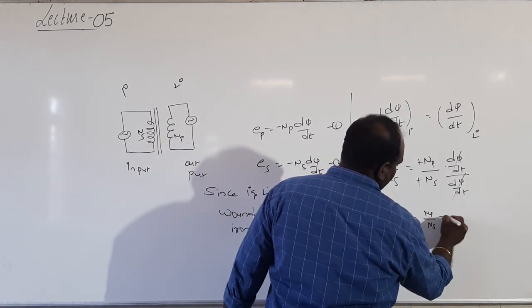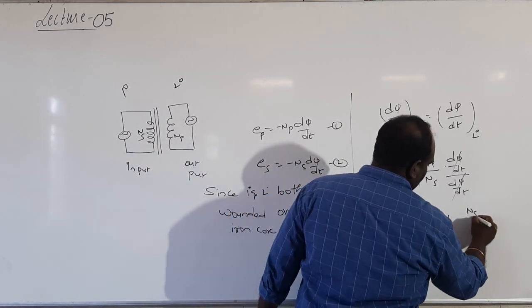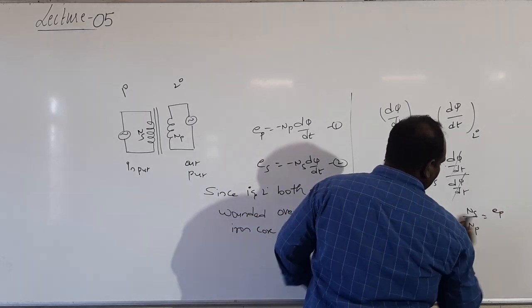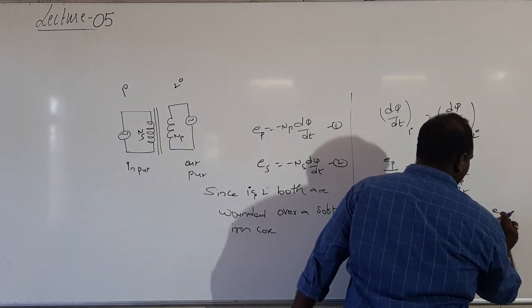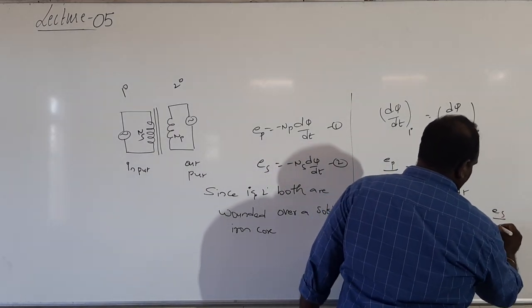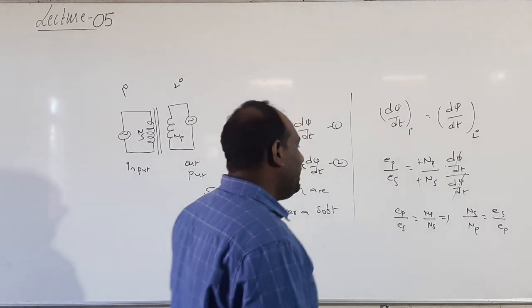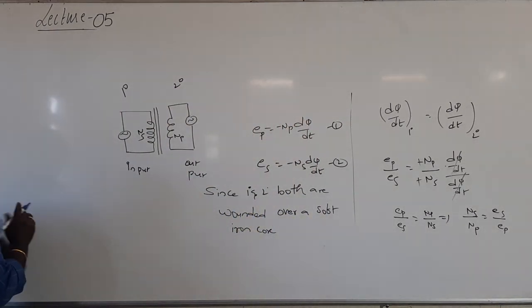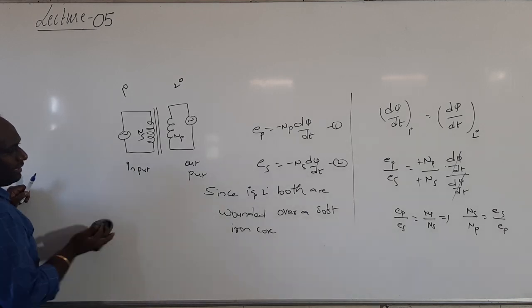Np by Ns, sir, for the sake of our names, I am taking the reverse. Ns by Np equal to Ep, Es by Ep I will take. Why I am taking it, I will explain. Es by Ep. Now, sir, here the ratio Ns by Np.